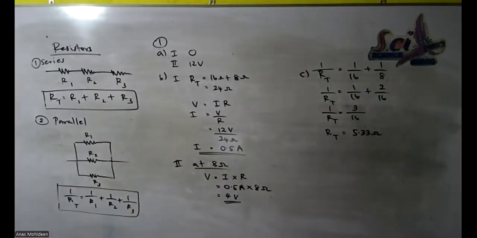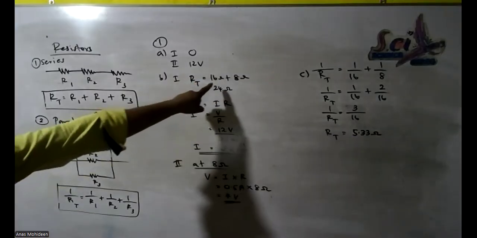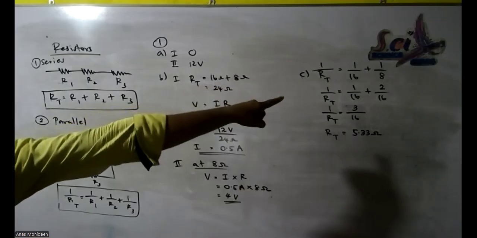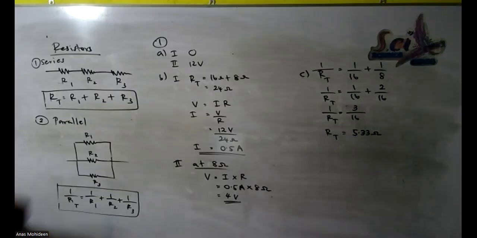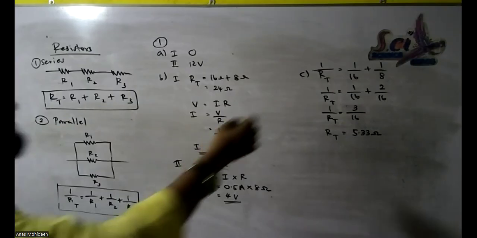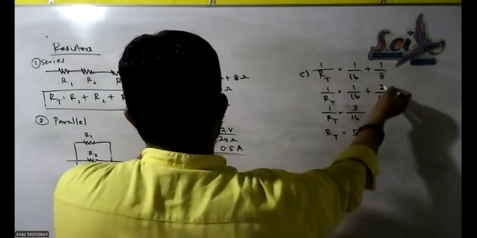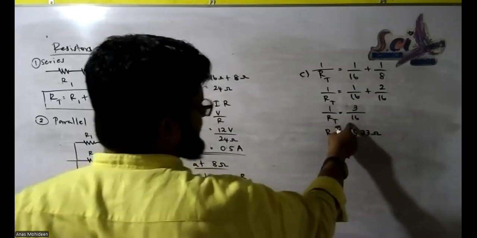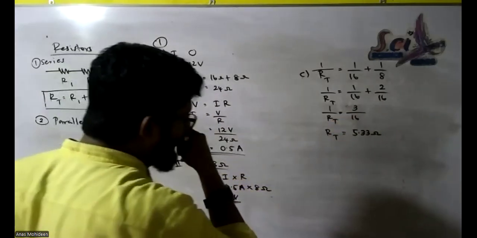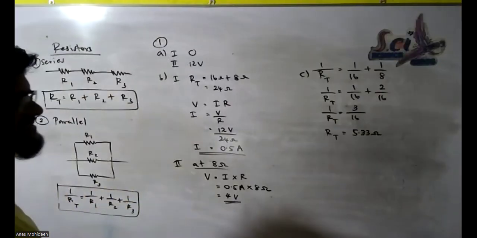Okay, you got the point? Since it was series, yes, straight away I added. But the same thing you can't do in part C because it is parallel now. The question says both of them are connected in parallel. Parallel connections I have taken as 1 over 16 plus 1 over 8. So taking the LCM, I get 3 over 16. So 3 over 16 means 16 over 3, 5.33. It is my total resistance.